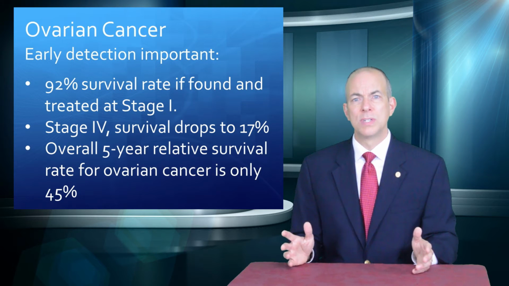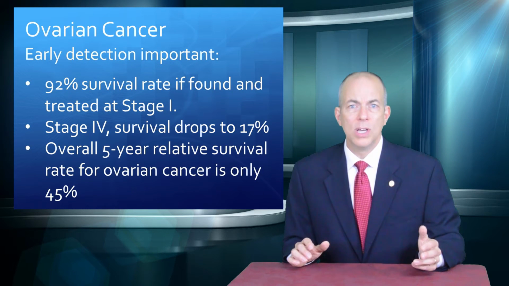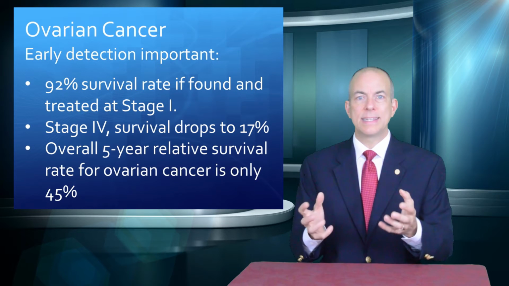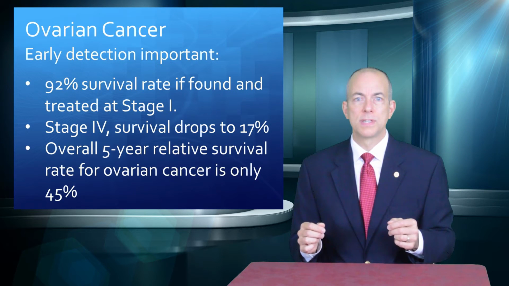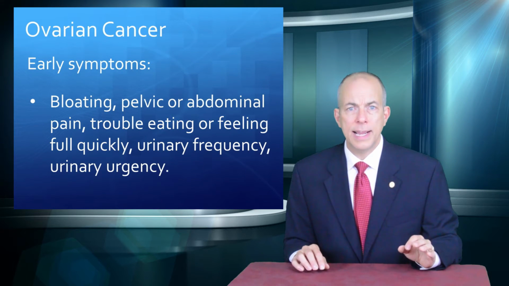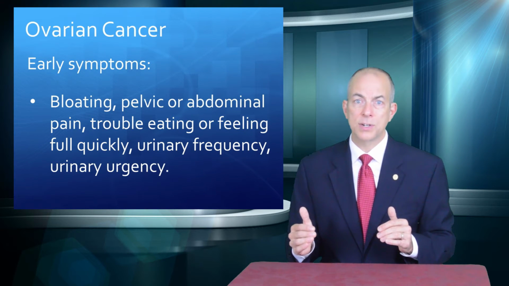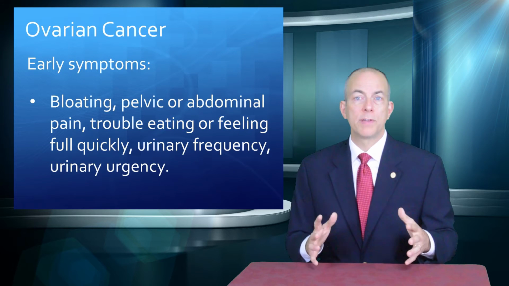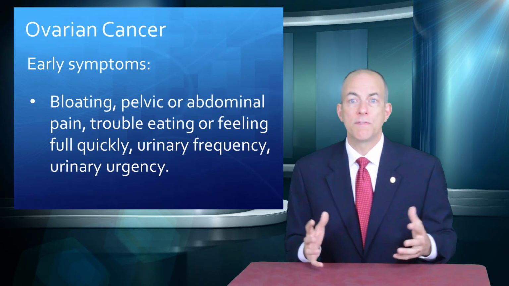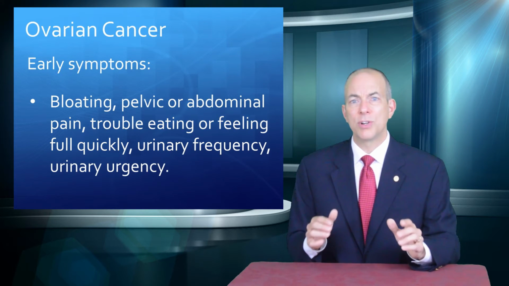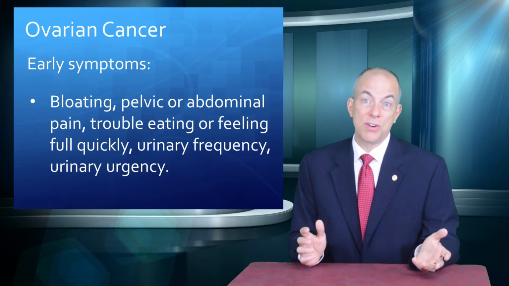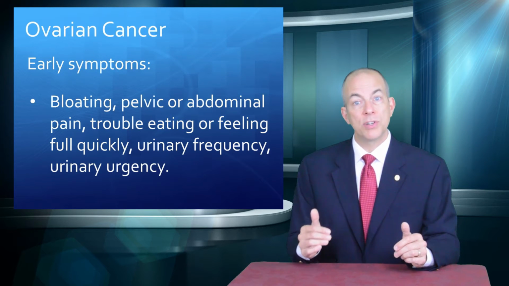So what do we do? Certainly, we need new advances. We need a screening blood test that can tell us if ovarian cancer develops. Of interest, victims of ovarian cancer share similar stories. Early symptoms of ovarian cancer can include bloating, pelvic or abdominal pain, trouble eating or feeling full quickly. Also on the list is urinary urgency, feeling like you have to urinate, and frequency, having to urinate often.